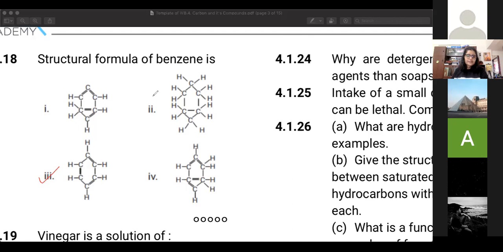It looks like this. Benzene is a ring structure that has alternating single and double bonds. If this is not clear, I'll just draw it over here. So we have a hexagonal structure with alternating single and double bonds, and the remaining valency is fulfilled by hydrogen. So its molecular formula is C6H6, the simplest aromatic compound. This is benzene.